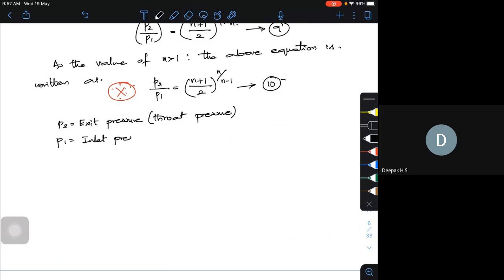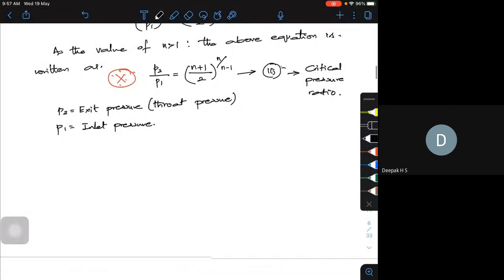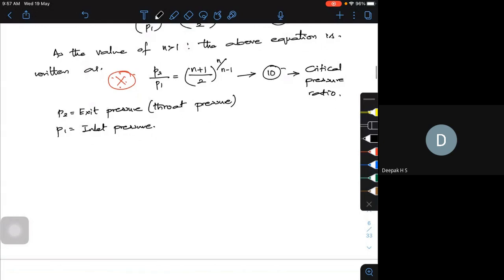So this is equation 10 that I have. This is the critical pressure ratio. Now let us see. As I told, we are trying to deal with different types of steam, and we will see what the value of P2 by P1 will be based on the value of n.